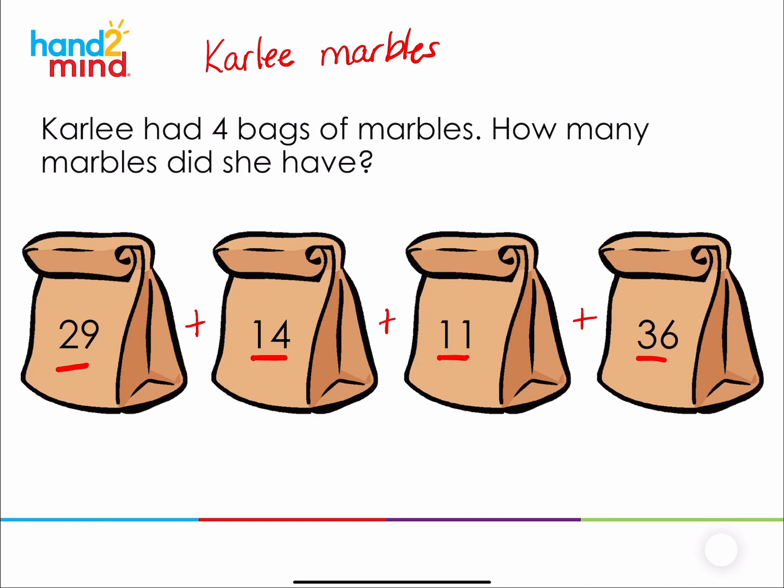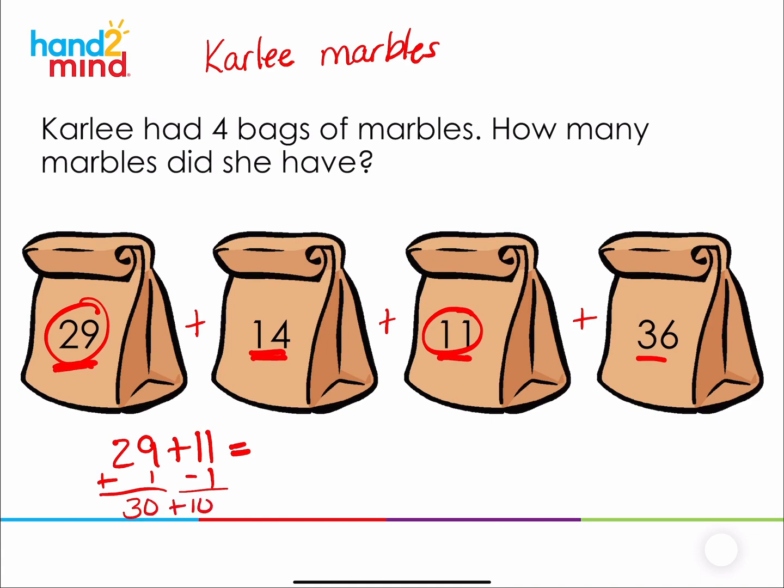If I was to add this up, I would not start with 29 plus 14. That's not very nice for me. But I see something between 29 and 11. So that's where I'm going to start. What is 29 plus 11? Well, I know that I can take 1 from the 11 and give it to the 29. Then I have this really nice problem, 30 plus 10, and that gets me 40. So I've added 29 and 11 and I got 40.